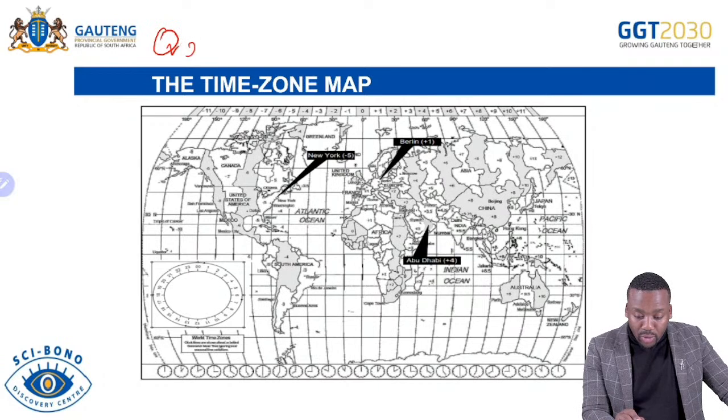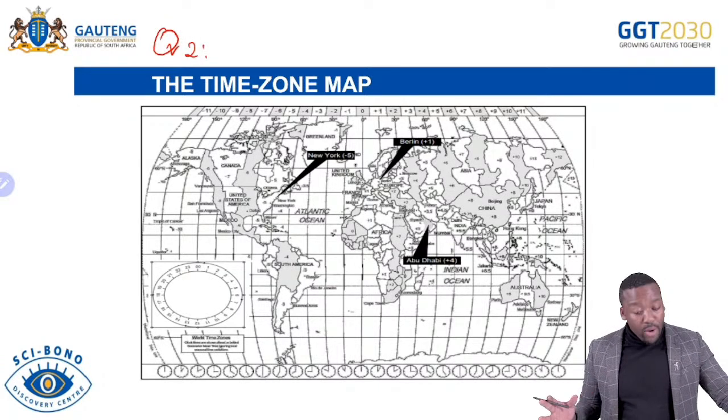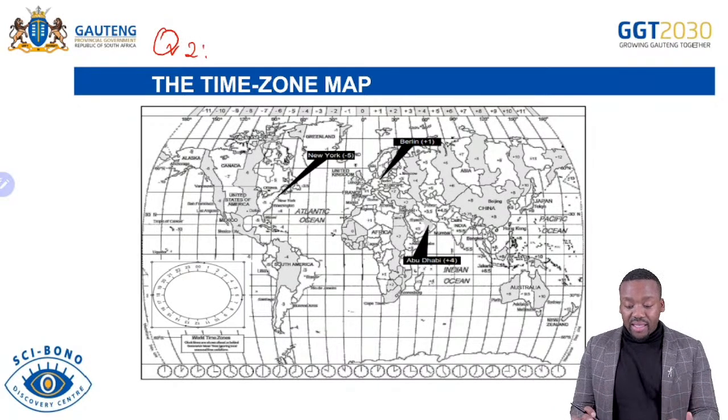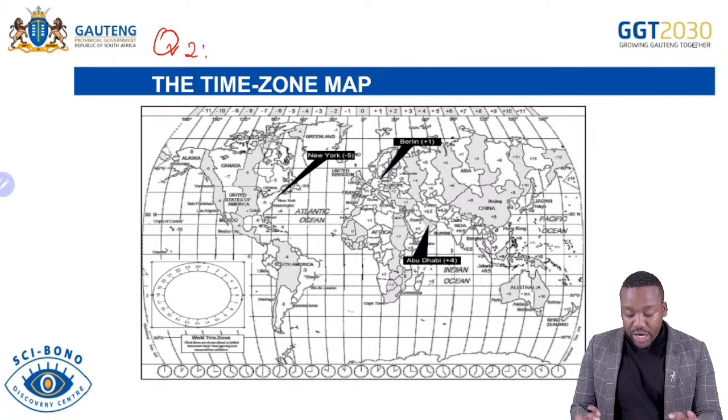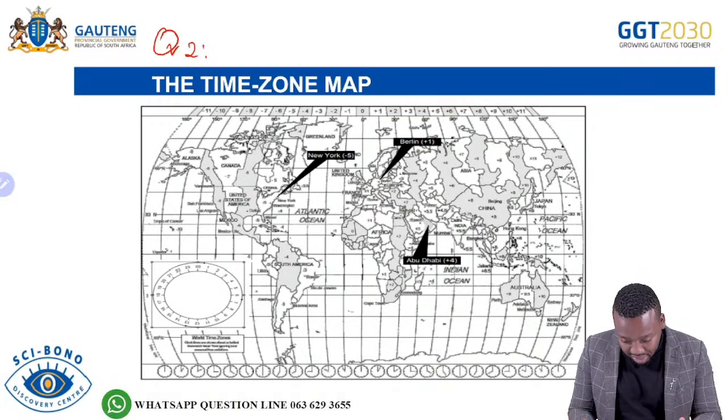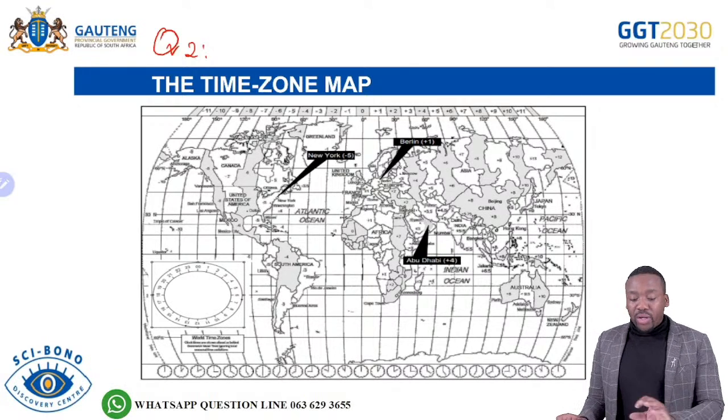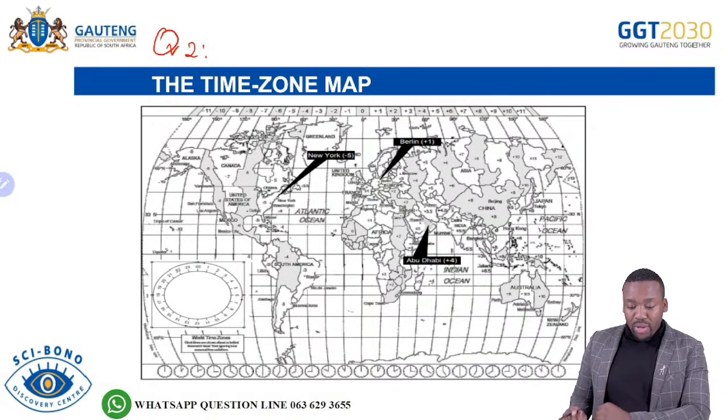This is going to be part of your question 2. When you open your question paper, this is the map that you need to be familiar with and the map that you are going to come up with, right? So this is the time zone map. Let me try to label it a bit.